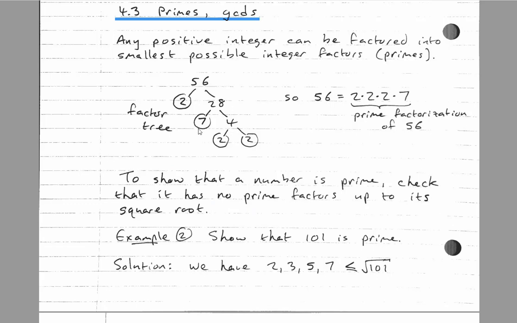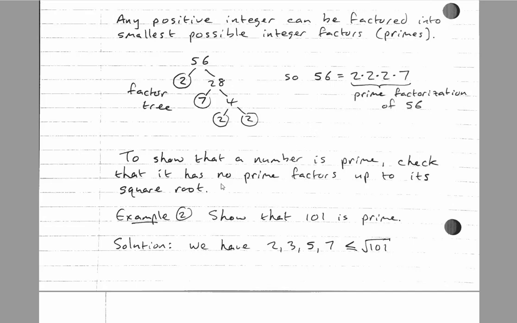Some numbers like 7, for example, what's the prime factorization of 7? Well, it's just 7. 7's a prime number. So if I give you a big number, how can you tell if it's prime or not?